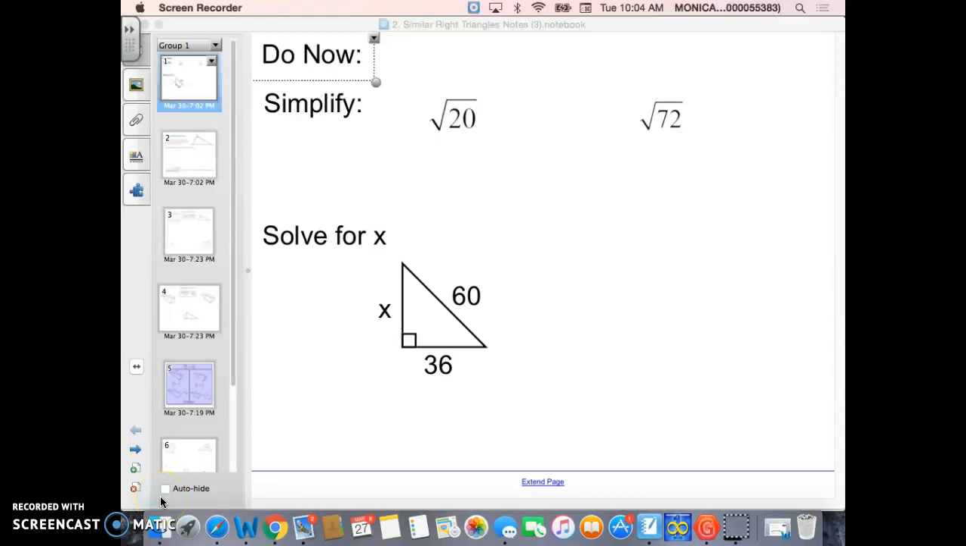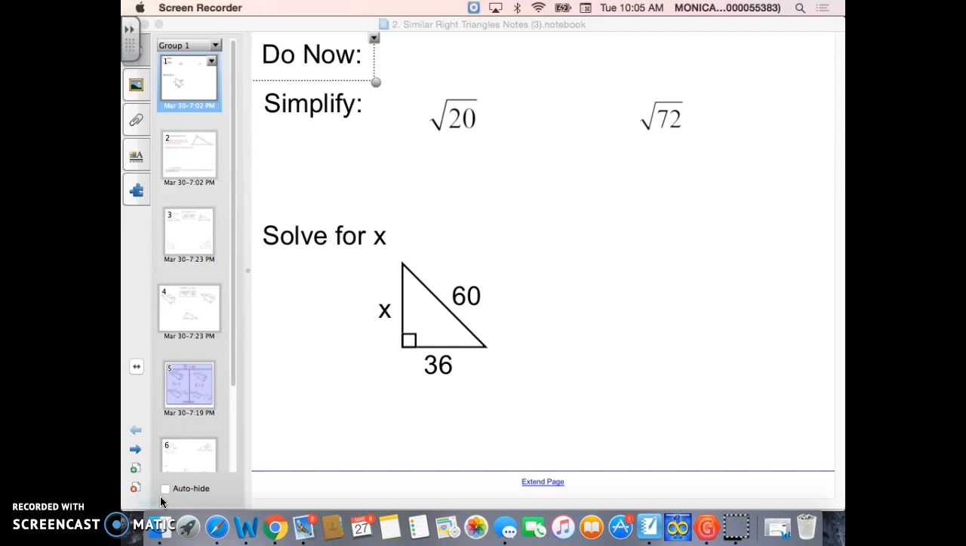All right, so last class we talked about trig ratios, and today we're going to take a step back and look at some special characteristics and some special ratios that can be formed when you have similar right triangles. So again, remember, similar means the same shape, same angles, but different side lengths. But the side lengths are equal in proportion, okay?